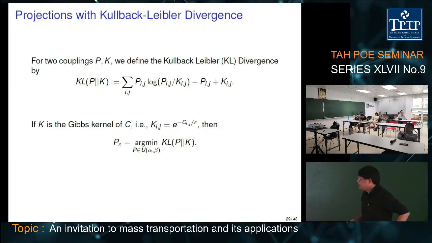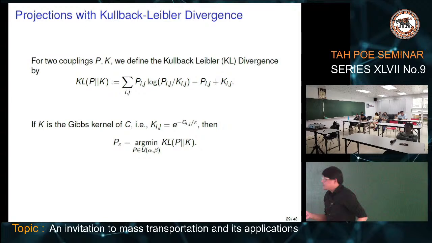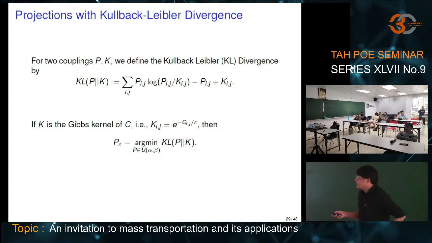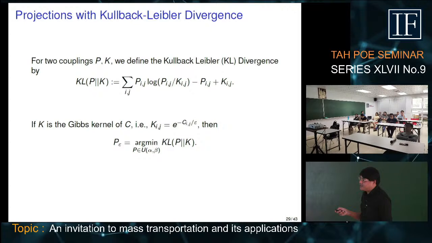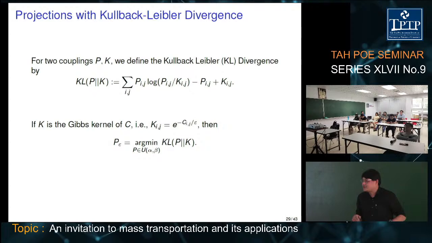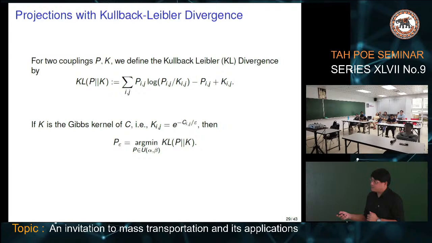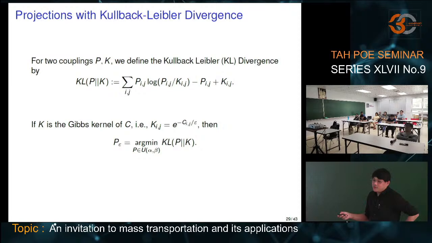And actually you also have a very nice relationship with the Kullback-Leibler divergence. If you're given two couplings, P and K, where couplings are simply probability distributions on the product space, you can compute this divergence by this formula. I think you're more familiar with this formula than me. I don't know why there are these two terms anyway. And if you take K to be a very particular choice of coupling defined by the cost function here, the exponential of the cost function divided by the regularization constant, then the solution P epsilon is the solution of this problem. The solution P epsilon is actually the projection, with respect to the Kullback-Leibler divergence, to this particular choice of coupling.